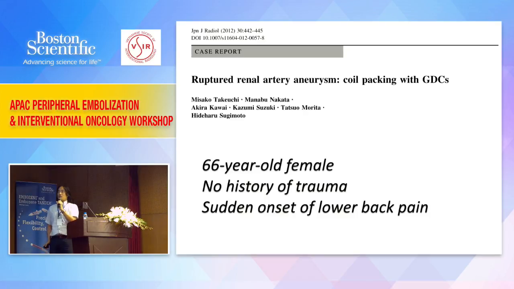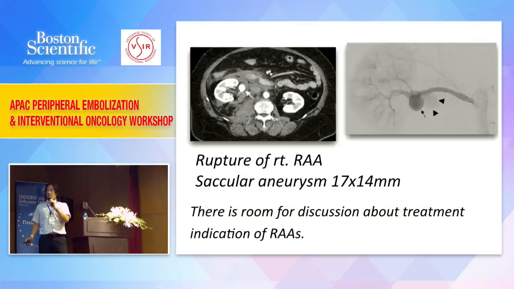But there are also some case reports about the rupture of renal artery aneurysms. In this paper, the patient is a 66-year-old female with no history of trauma. She presented with a sudden onset of lower back pain, and the renal artery aneurysm ruptured. The size was about 17 millimeters. So I think there is room for discussion about the treatment indication of renal artery aneurysm. And also if the size gets bigger and bigger, it's more difficult to embolize. So I think that around 2 centimeters is a good indication.